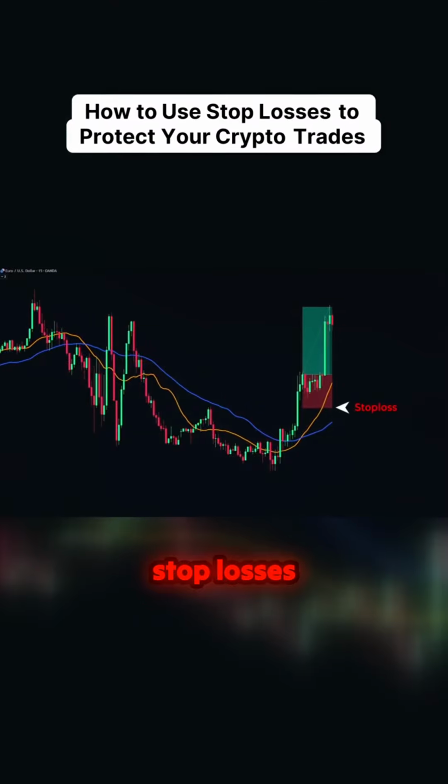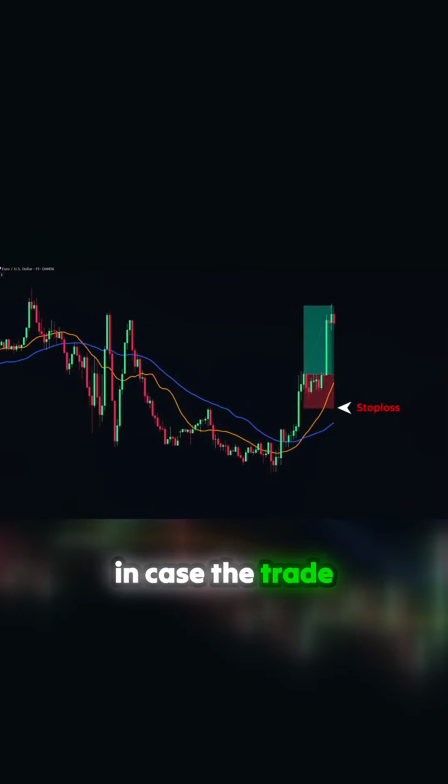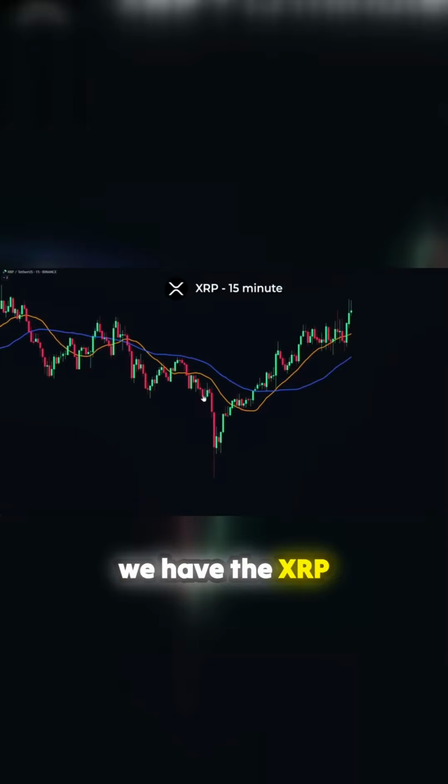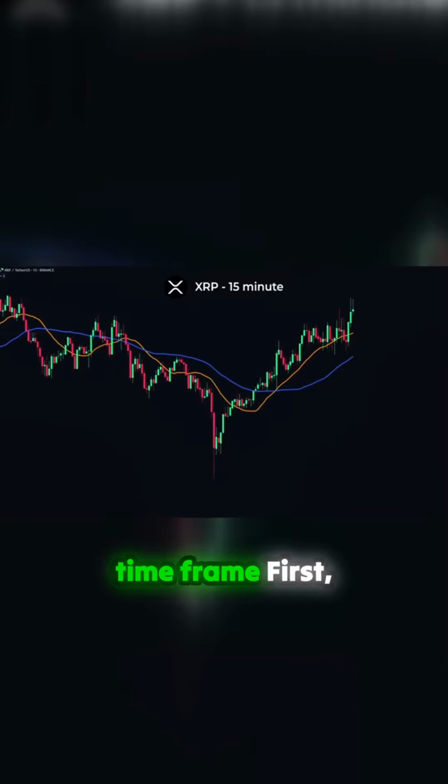That's why we always place stop losses during our entry, in case the trade goes against us. Now let's look at another example. Here we have the XRP crypto chart on the 15-minute time frame.